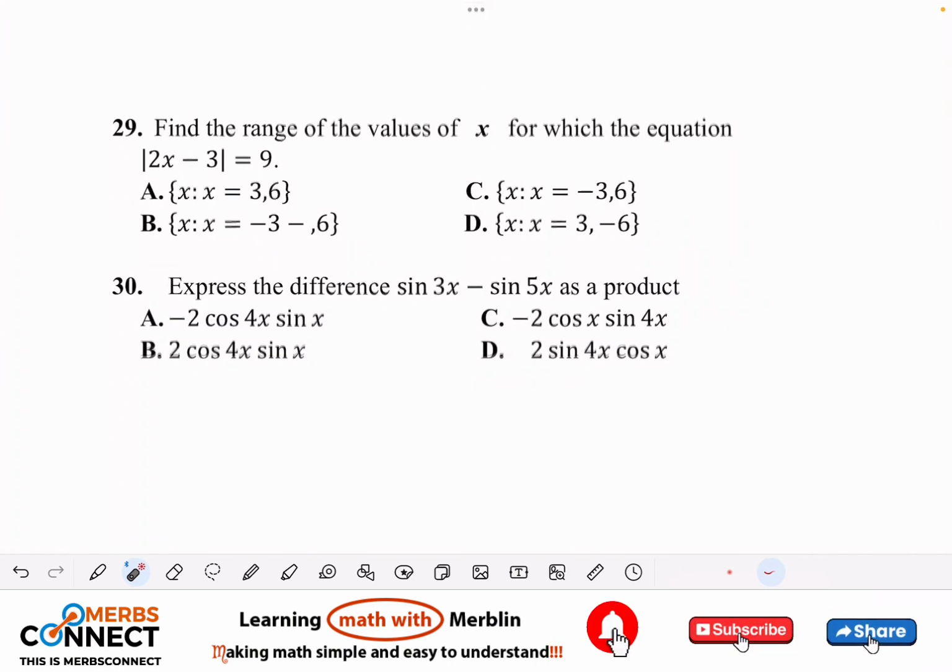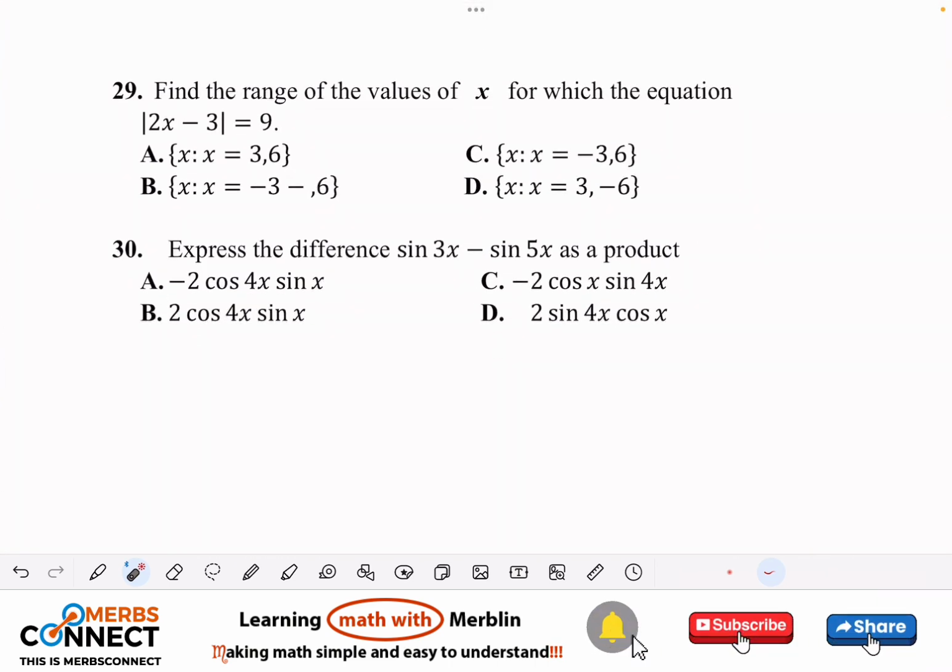Let's look at 29 and 30, and we will be done with 2020, 2021. Then we start with 2022. Then we are done. Now let's look at 29. Here we want to solve this. We want to find the range.